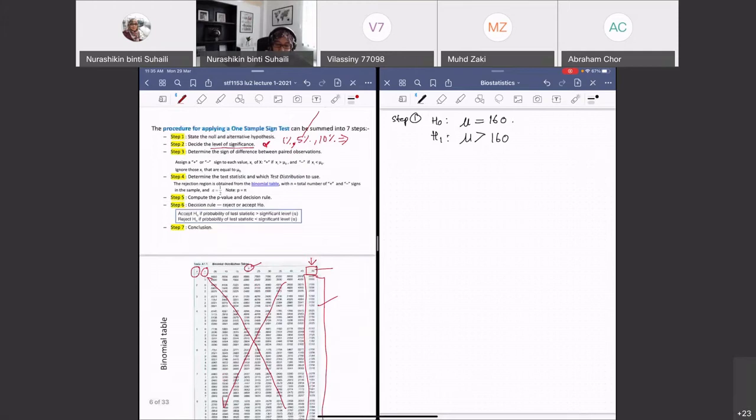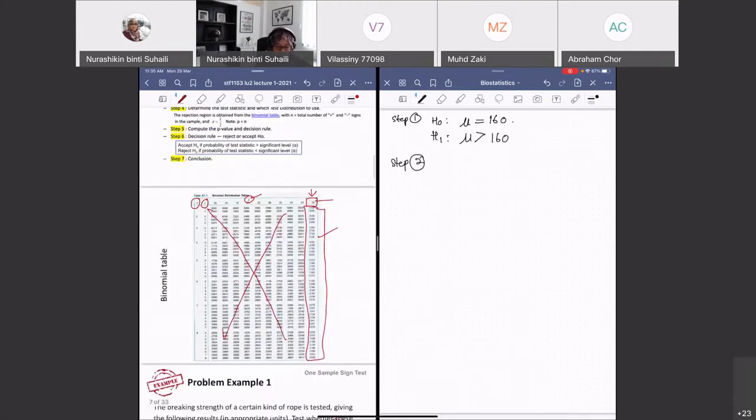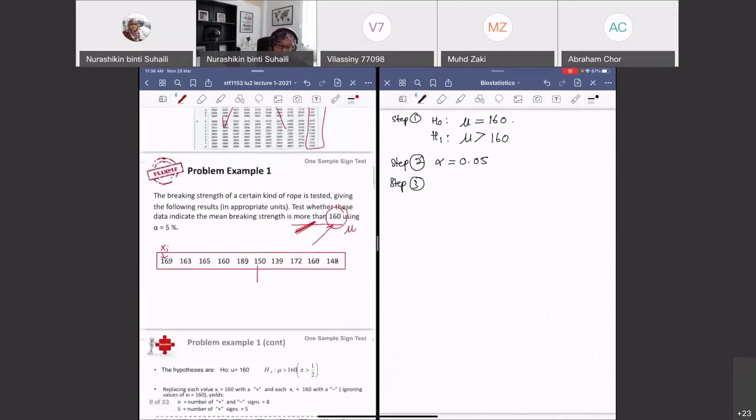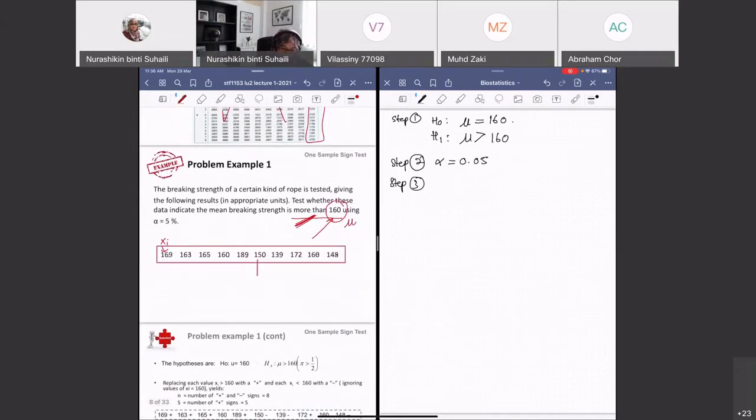What's the second step? Step 2 is to decide the level of significance. This one is given in the question, which is the alpha value, so you don't have to decide. But if it is not given, you have to define whether it's 5%, 1%, or 10%. In this case it's given, so you just state it as it is, 0.05. Step 3 is to determine the sign of difference. Now you have to compare each of the data here with 160.